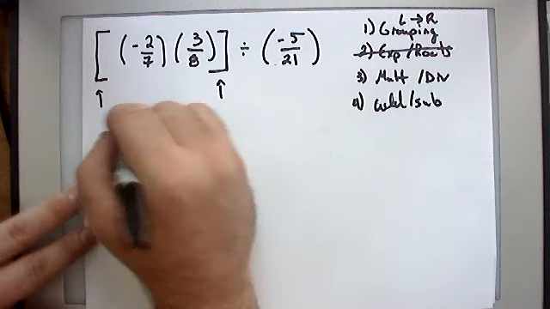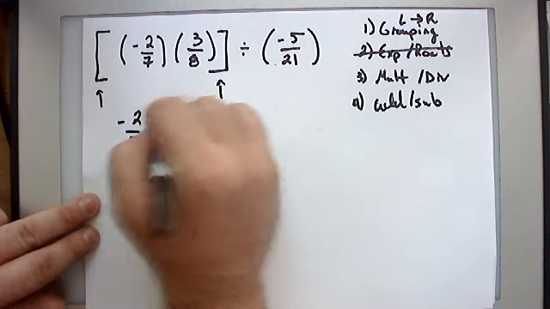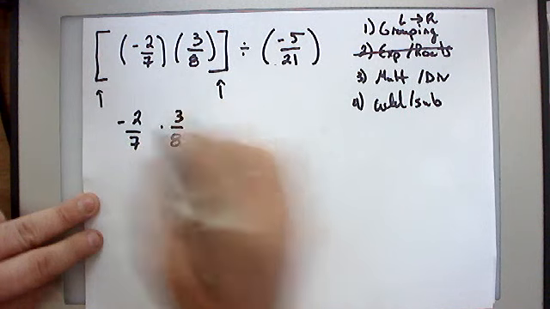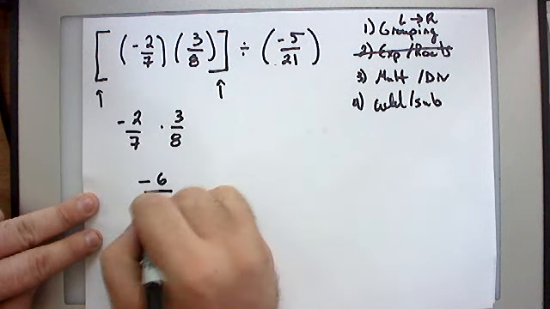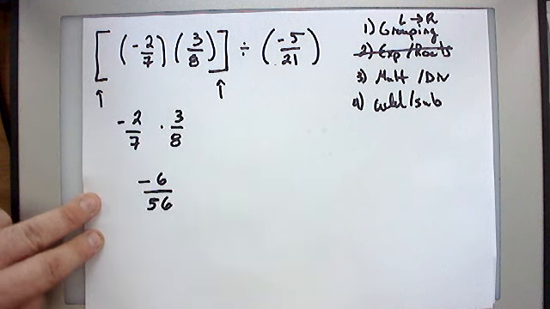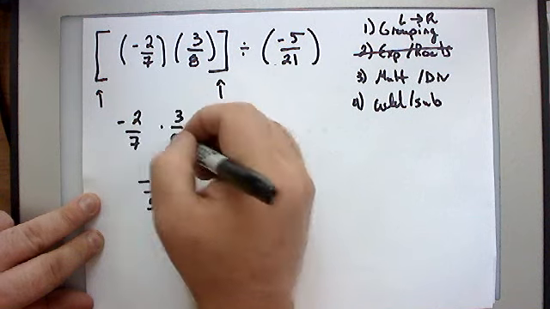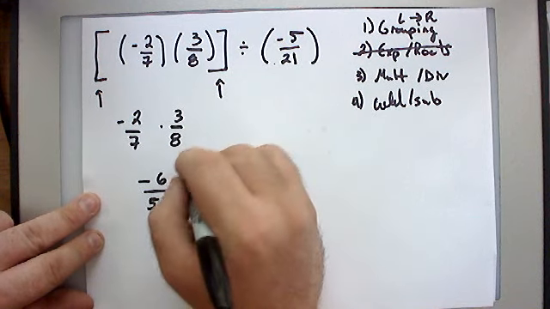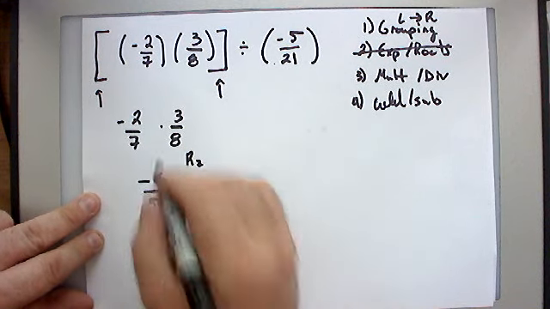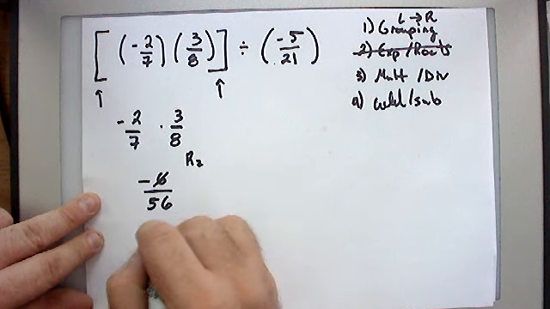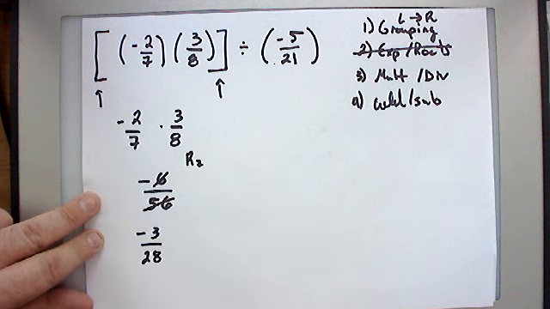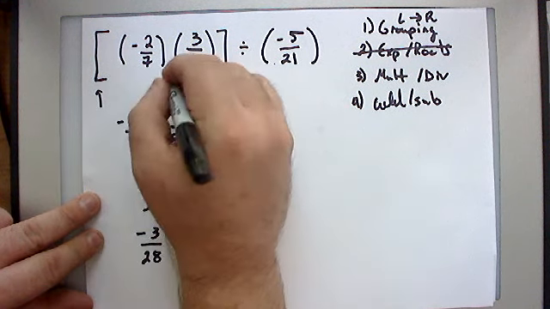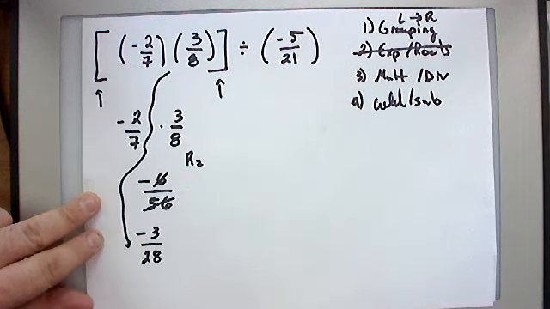So what we really need to work out is 2/7 times 3/8. -2 times 3, that's -6. And 7 times 8 is 56. Could I have reduced this? Yes. The 2 and the 8 could have cross-canceled, or I can do it right now. I'm just going to go ahead and do it right now. Reduced by 2. 2 goes into 6 3 times. 2 goes into 56 28 times. So out of that whole bracket, all of that worked down to -3/28.